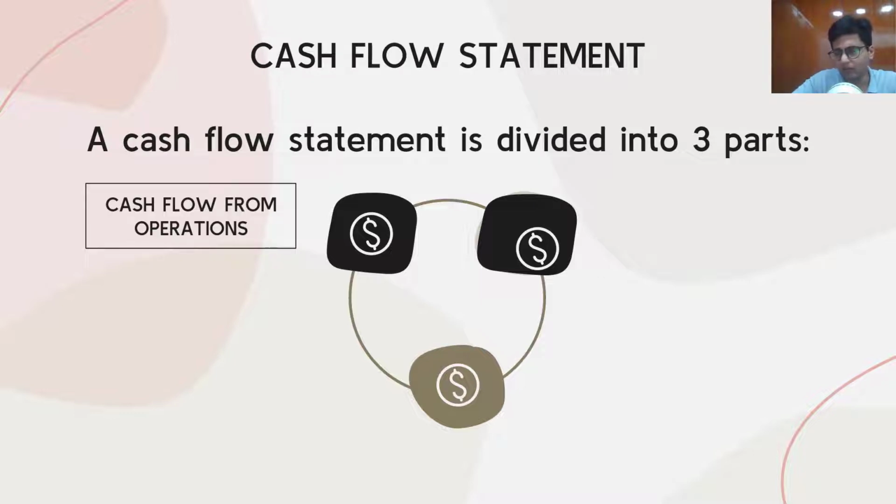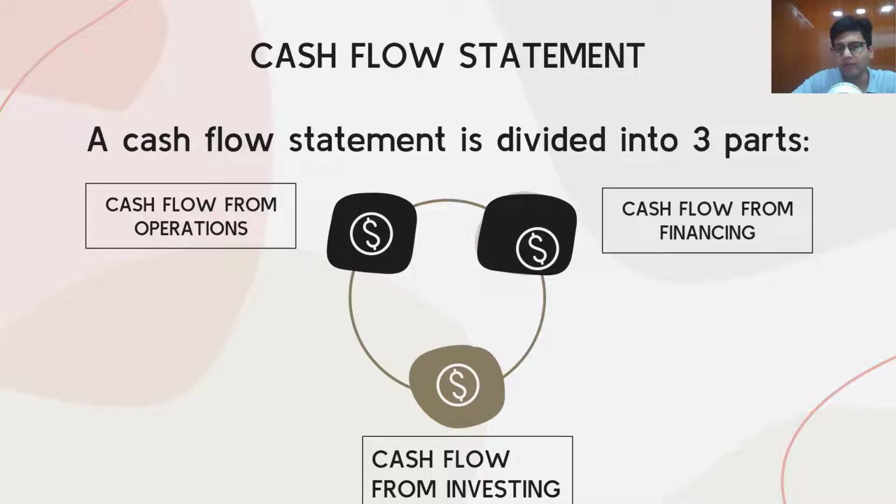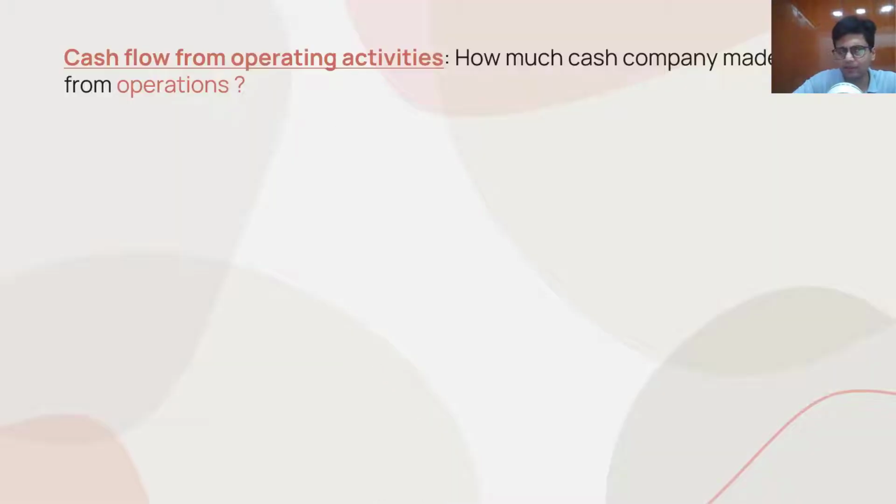Number one, cash flow from operations. Number two, cash flow from investing. And number three, cash flow from financing. These three parts make the whole cash flow statement. We will go through these parts individually and take examples through Excel and real life companies. Just a very simple brief.